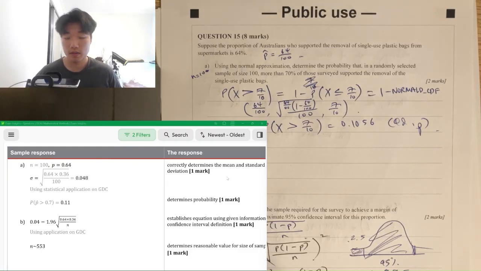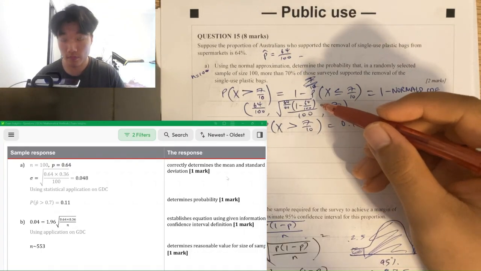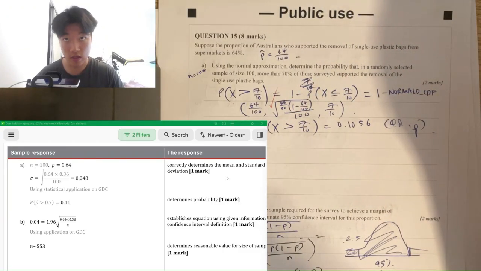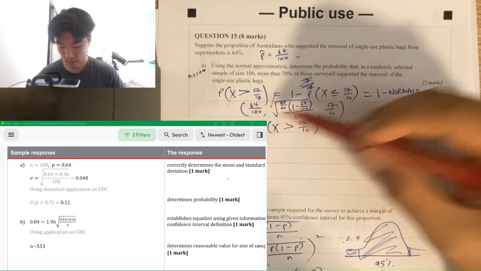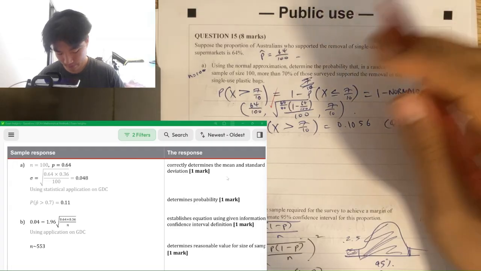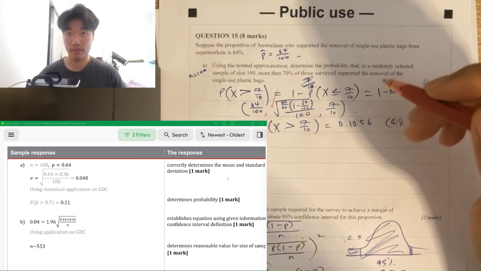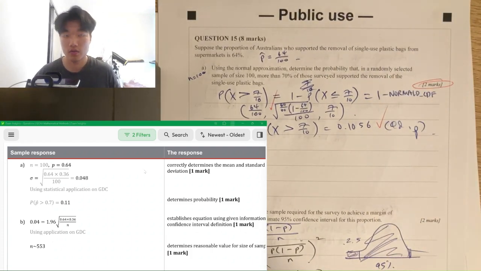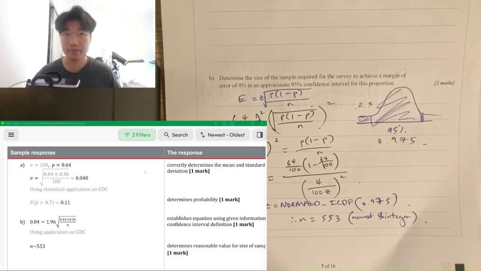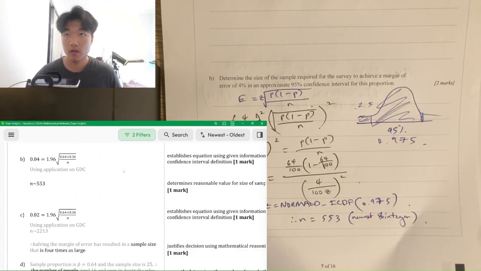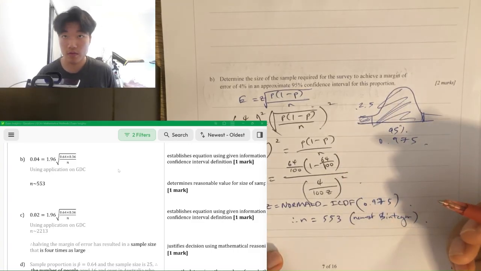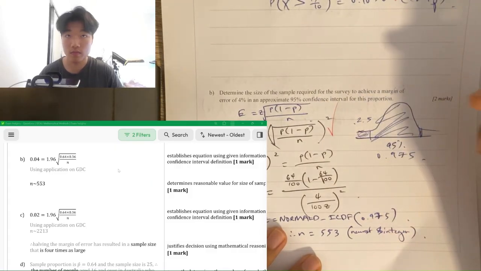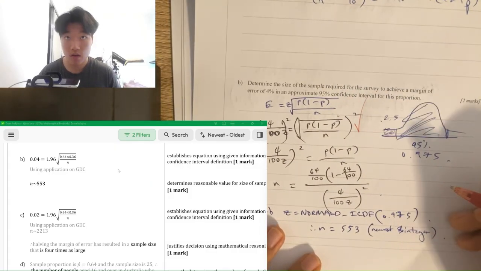Correctly determines the mean and the standard deviation, which, yeah, I've just written it. I didn't put it in the calculator and then actually get the decimal, but that's basically what it is. Yeah, this is the correct thing. They rounded it to two decimal places. I rounded it to four. Okay. Establishes equation based on given information. Yeah. I just didn't sum the values.